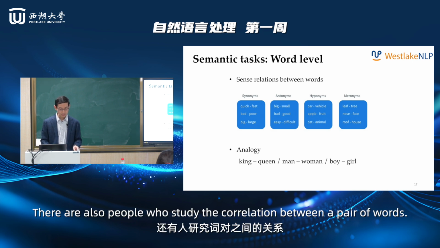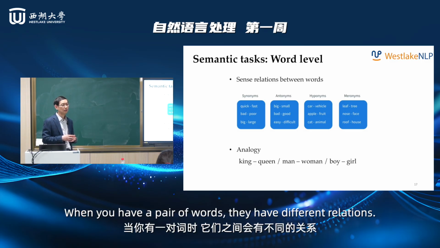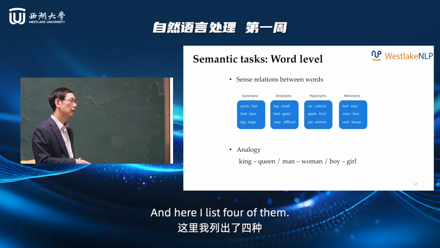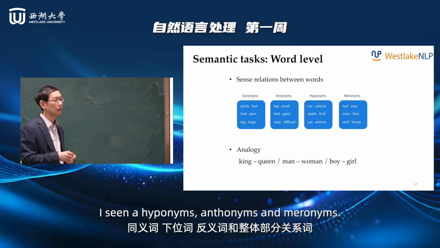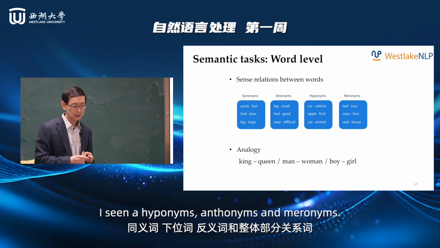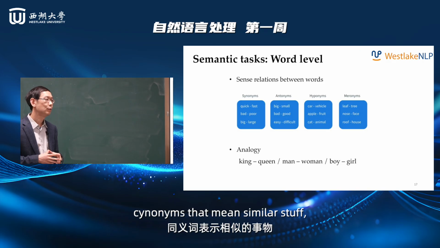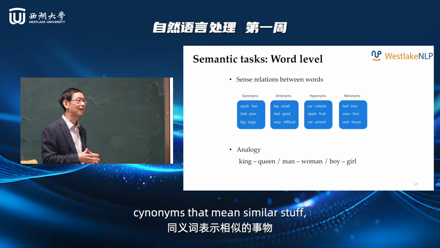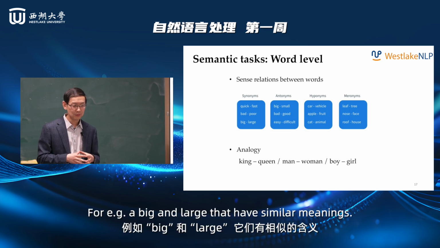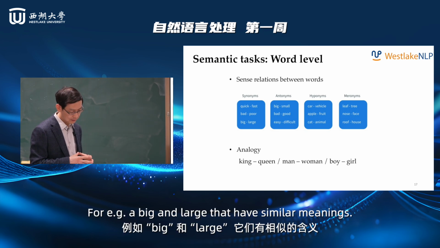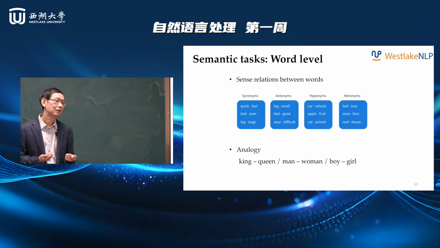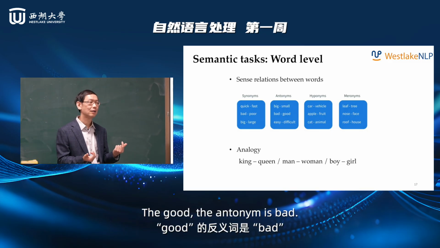There are also people who study the correlation between a pair of words. When you have a pair of words, they have different relations. Here I list four of them: synonym, hyponym, antonym, and meronym. So what do they mean? Synonym means things that mean similar stuff, for example, big and large, they have similar meanings. Antonym is the reverse. For example, the antonym of good is bad.